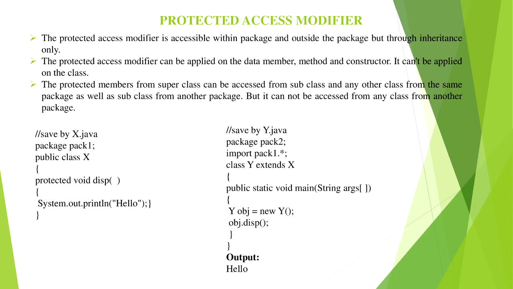The protected access modifier can be applied on data members, methods, and constructors. It can't be applied on the class. Protected members from the superclass can be accessed from the subclass and any other class from the same package, as well as the subclass from another package. But it cannot be accessed from any non-subclass class from another package.